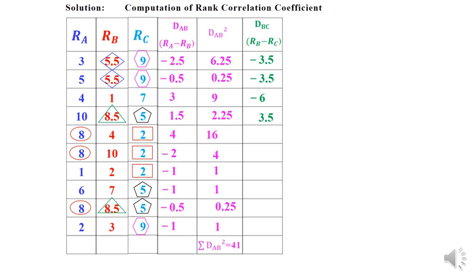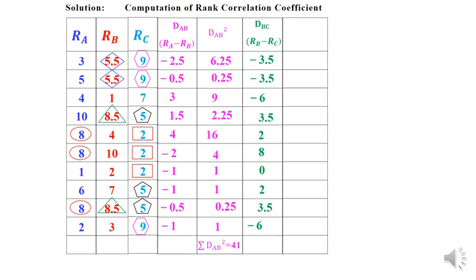8.5 minus 5 plus 3.5. 4 minus 2 plus 2. 10 minus 2 plus 8. 2 minus 2, 0. 7 minus 5, 2. 8.5 minus 5, 3.5. 3 minus 9 minus 6.